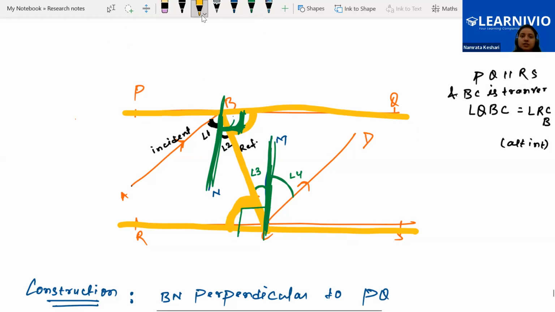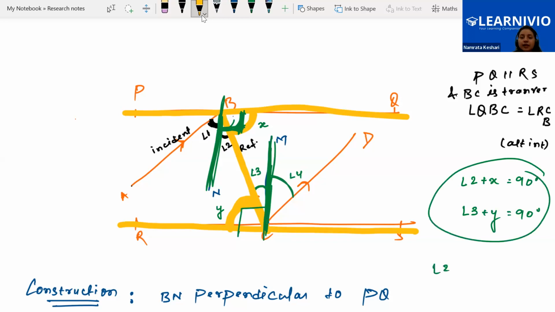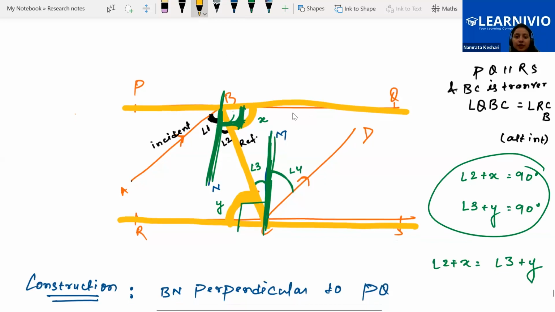Suppose we call this angle X and this angle Y. Just for understanding, angle 2 plus X is 90 degrees, and similarly angle 3 plus Y is also 90 degrees. So can we compare this and say angle 2 plus X is equal to angle 3 plus Y? Yes, ma'am, we can compare it.